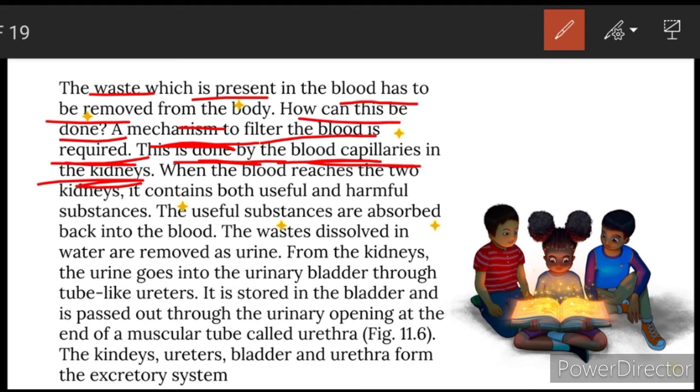अभी capillaries के बारे में आपने पढ़ा ही होगा, in which the exchanges take place. Now this is blood capillaries, ठीक है, the capillaries of blood. And then guys, in the kidneys, they are situated or located in the kidneys. When the blood reaches the two kidneys, it contains both useful and harmful products. Now, जब ये blood ना आपके दो kidney, you guys have two kidneys in your body.